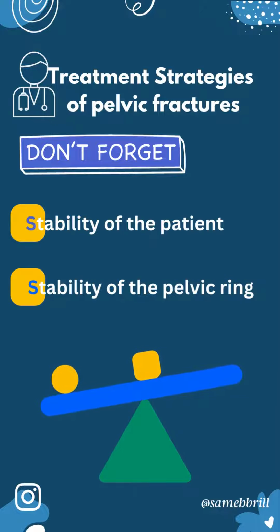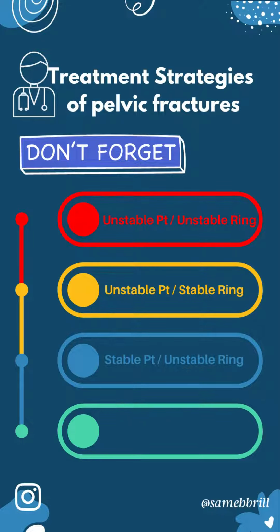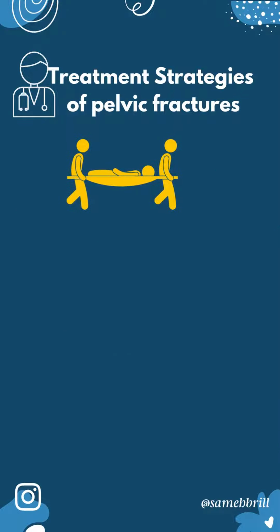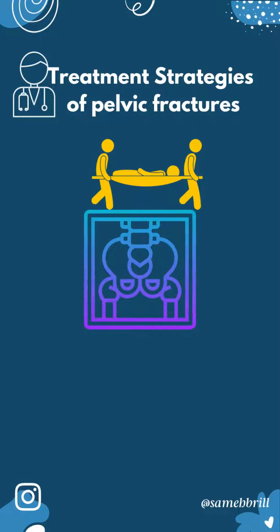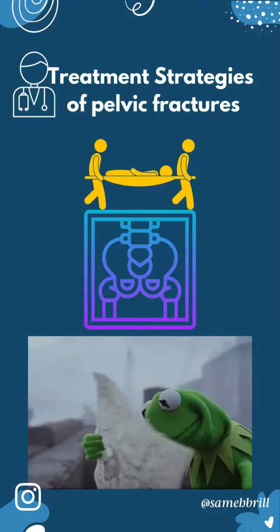According to these 2 points, patients can be subdivided into 4 main categories: unstable patient and unstable pelvic ring, unstable patient and stable pelvic ring, stable patient and unstable pelvic ring, and finally, stable patient and stable pelvic ring. If there is a suspected pelvic fracture, an AP radiograph should be done, as it's included in the primary survey. From the AP radiograph, one should identify if the pelvis is mechanically stable or not.